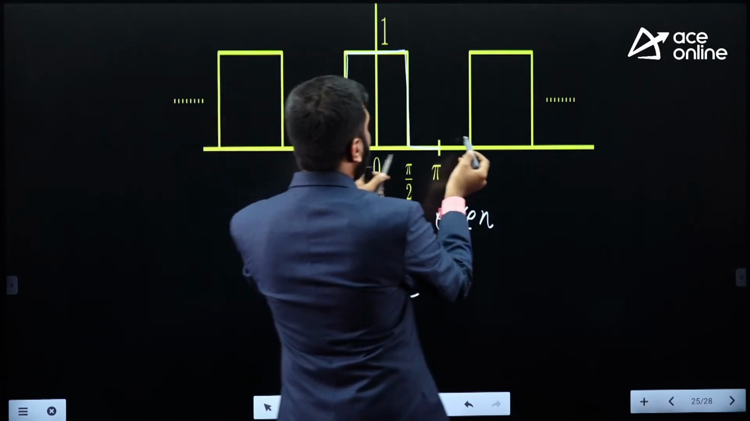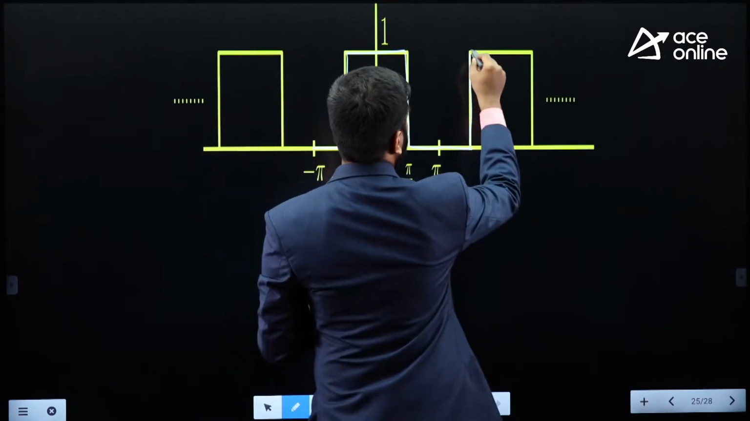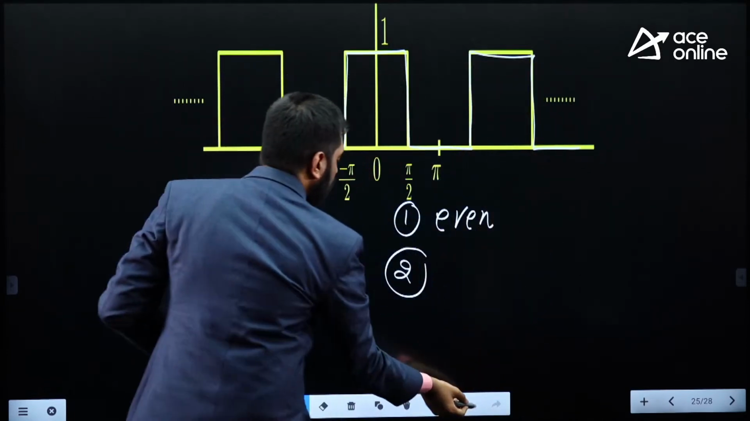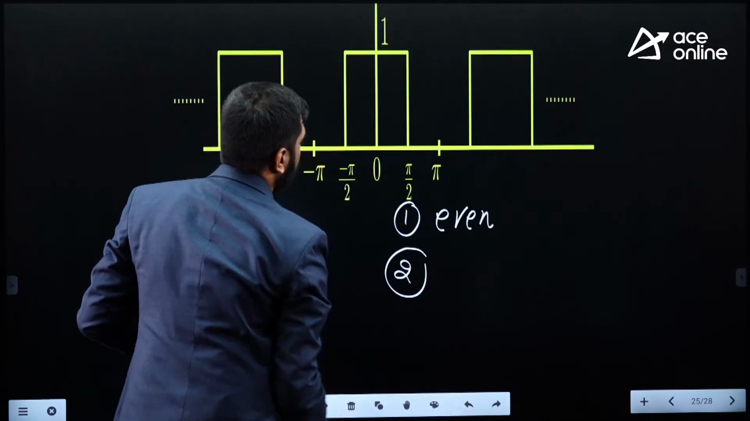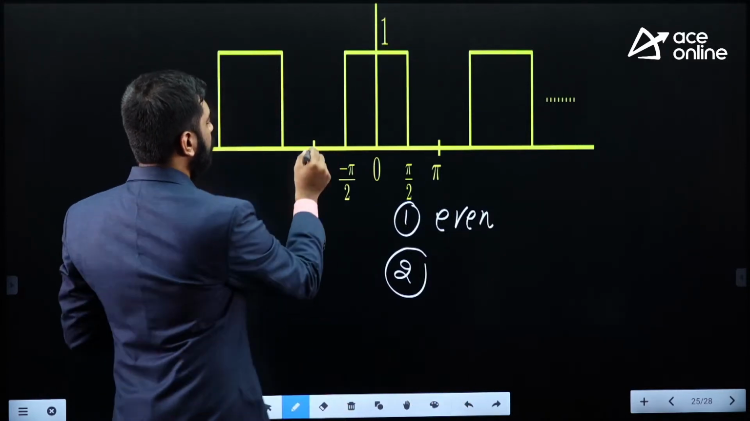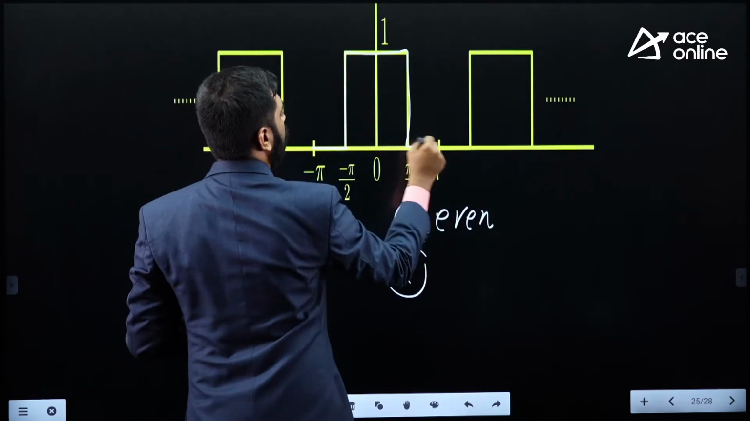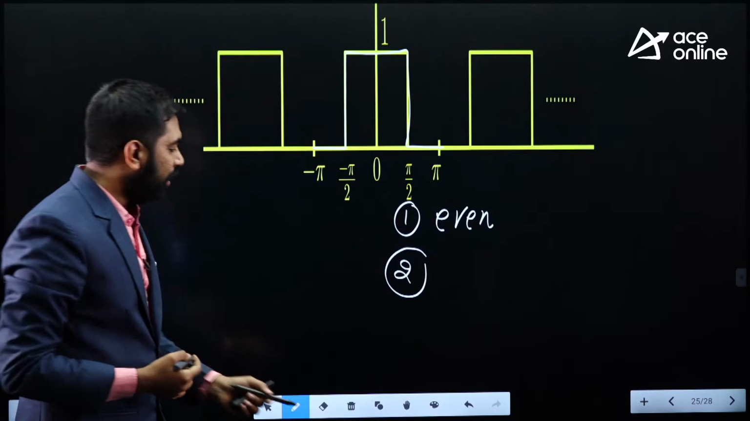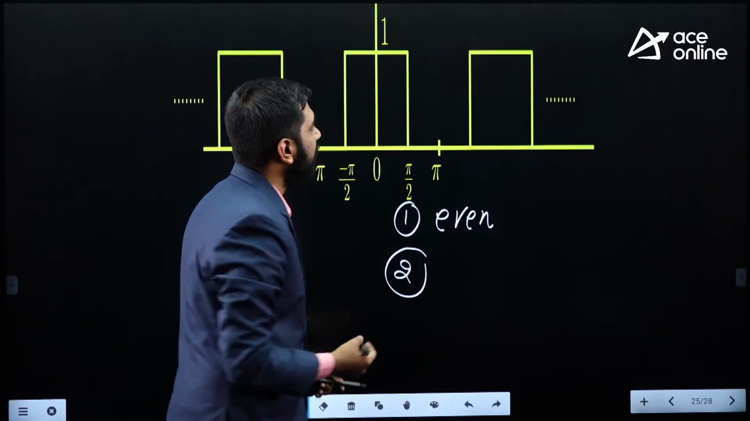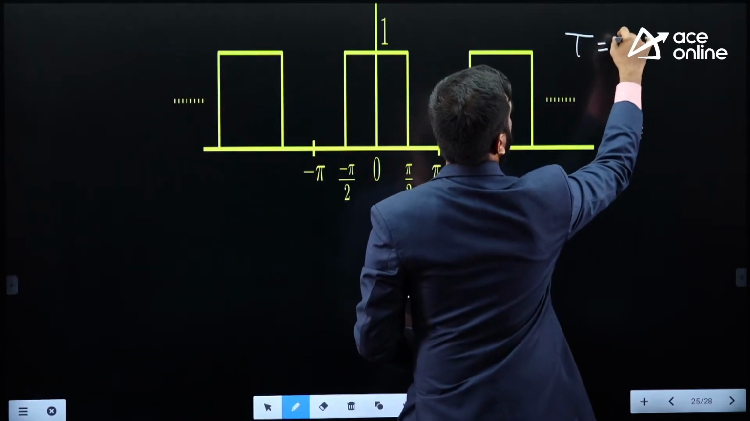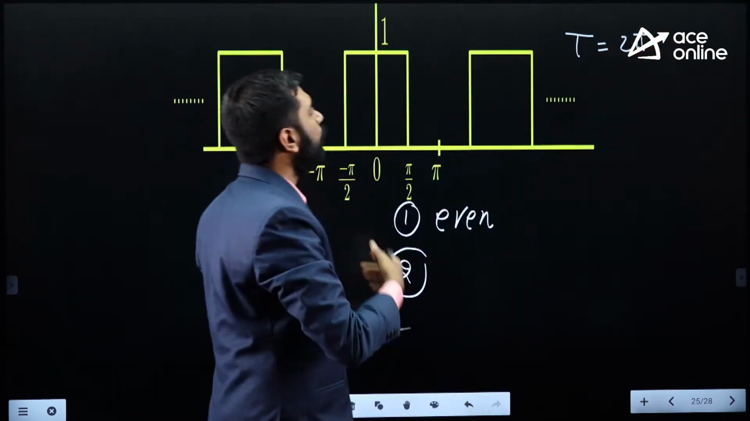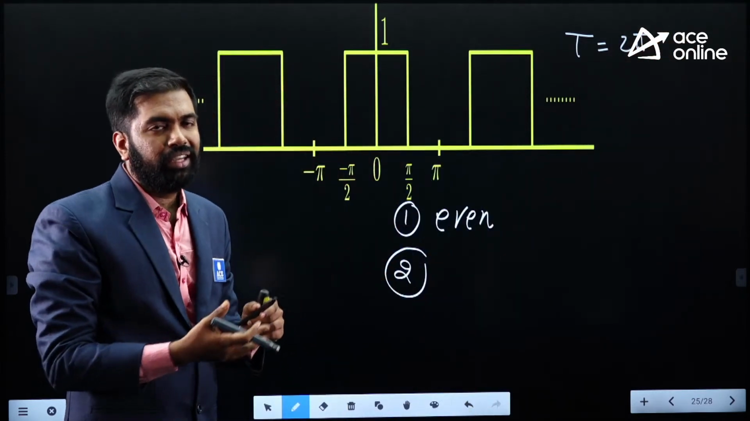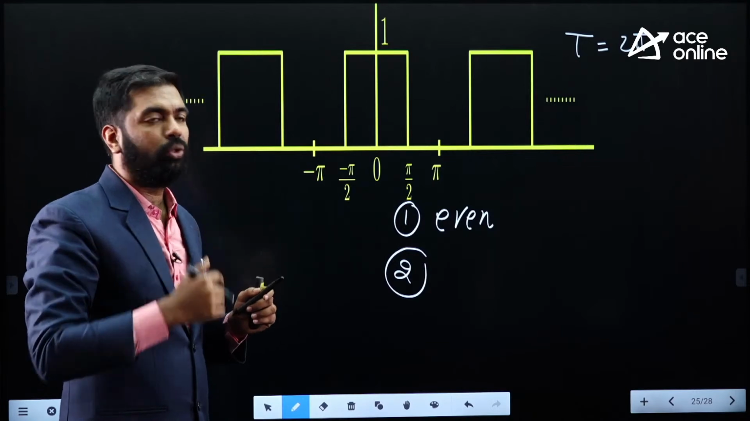Again, you see the same thing repeating. So what do you feel is the fundamental period here? You can consider the waveform from this point to this point, so minus pi to pi, that is 2 pi. The fundamental period is 2 pi. Let me write that. Now integrate the periodic signal over one of its fundamental periods and divide by 2 pi.